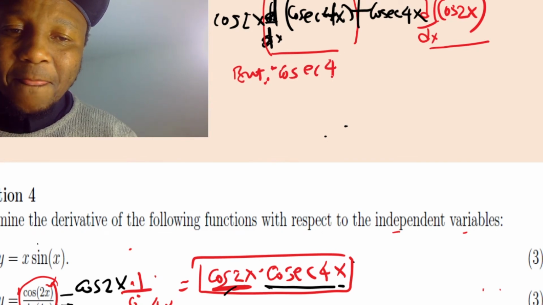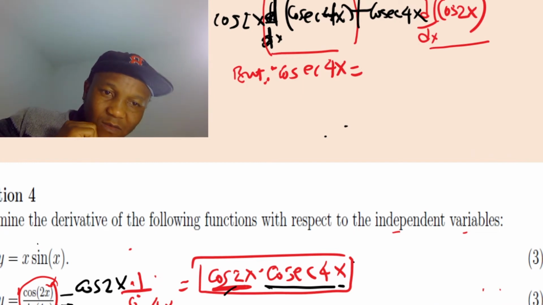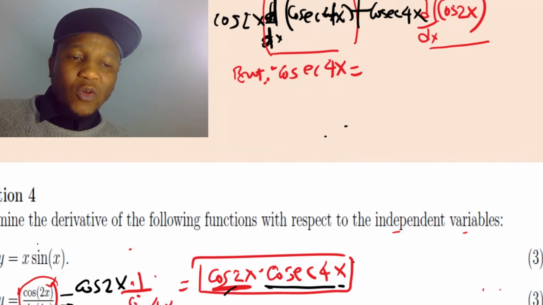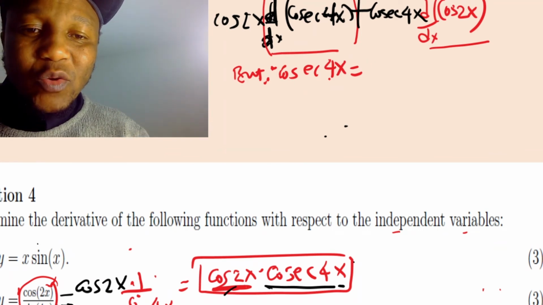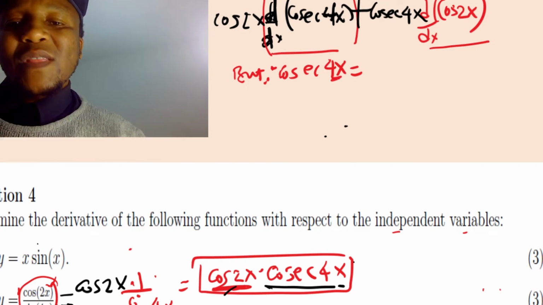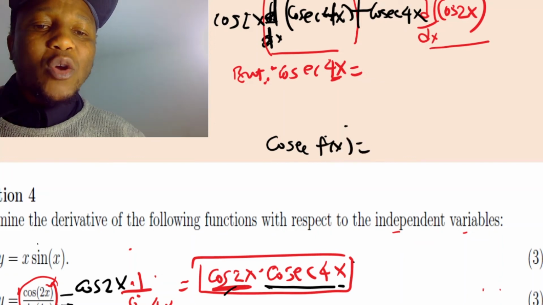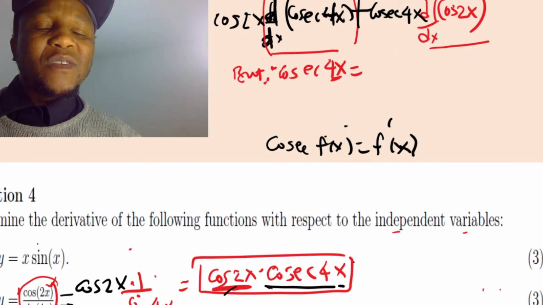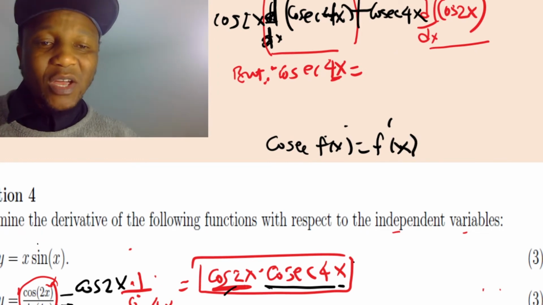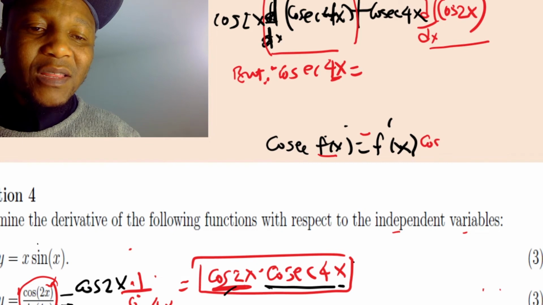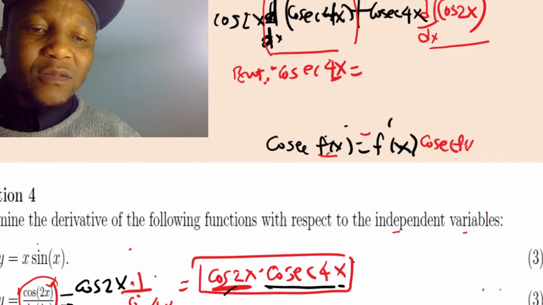Cosec 4x: when you differentiate cosec, you get cosec cot, but it must be negative. You differentiate whatever is inside. Let me show you what that means. If somebody gives you cosec f of x, you say f prime, and when you differentiate cosec you get the same thing with a cot, but negative: negative derivative, cosec of your function, and cot of your function.